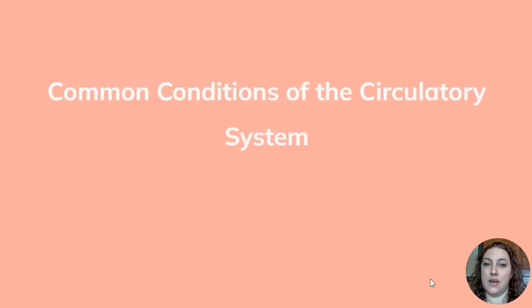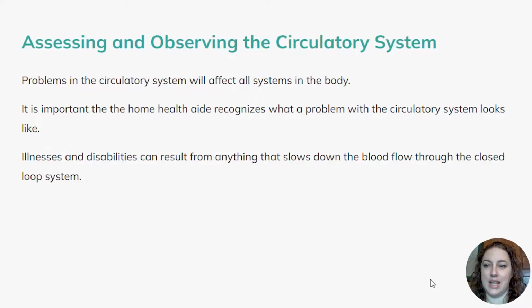Common conditions of the circulatory system. Problems in the circulatory system will affect all systems in the body. It's important that the home health aide recognizes what a problem with the circulatory system looks like. Illnesses and disabilities can result from anything that slows down the blood flow through the closed loop system.